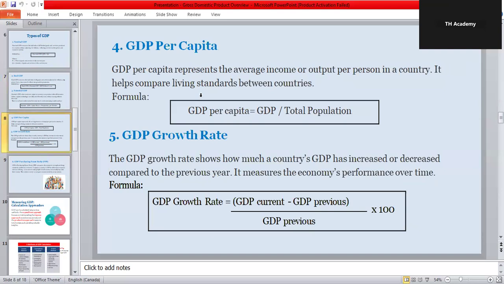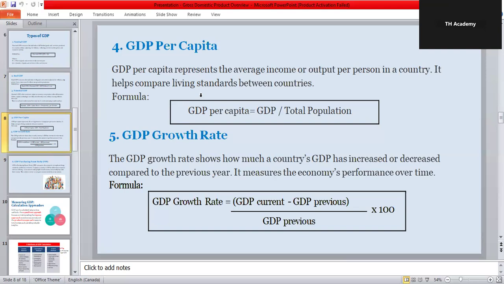Next, now let's talk about GDP per capita, a very important measure for comparing living standards. GDP per capita tells us the average income or output per person in a country. It helps us understand how rich or poor a country's citizens are on average. Here is the formula of GDP per capita, that is GDP divided by total population. It's often used to compare living standards between countries.